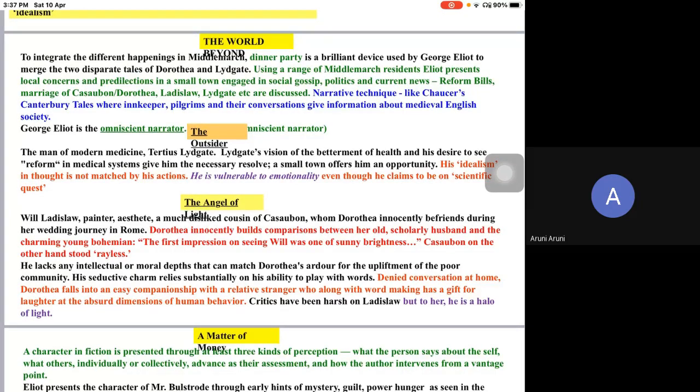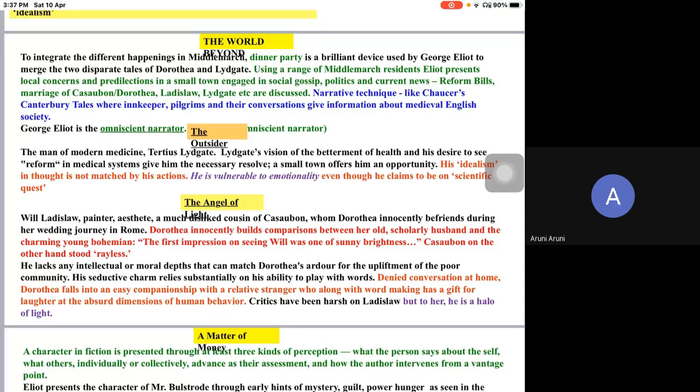Dorothea innocently builds comparisons between her old scholarly husband and the charming young Bohemian. The first impression on seeing Will was one of sunny brightness. Casaubon, on the other hand, stood rayless. You can see the contrast there. One is bright and sunny, the other is dark and rayless. He lacks any intellectual or moral depths that can match Dorothea's ardor for the upliftment of the poor community.